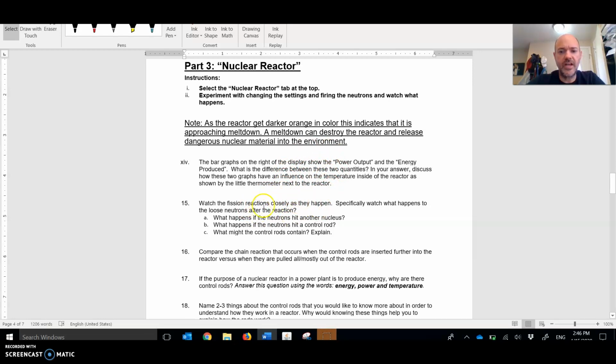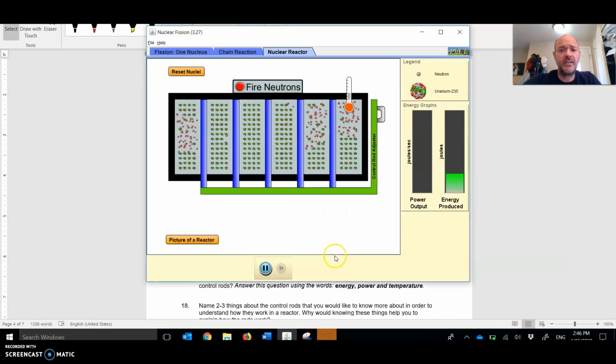So, I want you to think about a couple of things. Watch the fission reactions. What happens if the neutrons hit another nucleus? What happens if the neutrons hit a control rod? Think about what the control rods might contain. Think about what you saw in the last fission experiment, or in the chain reaction part. What might have a similar reaction to what happens with the control rods?